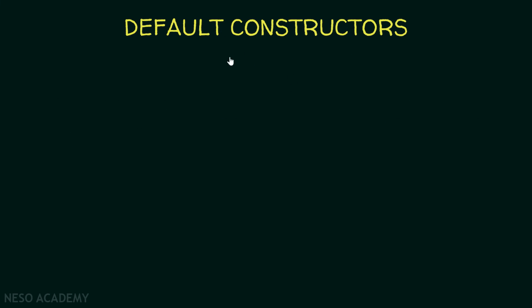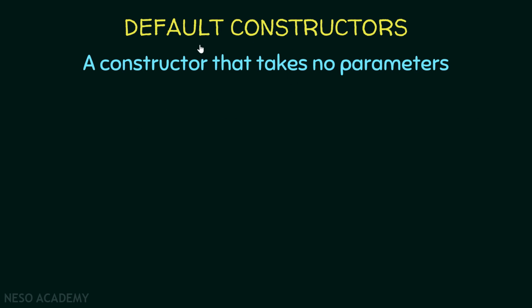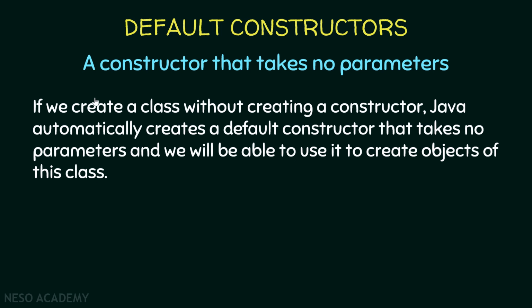Now let's talk about default constructors. A default constructor is a constructor that takes no parameters. Now let me tell you this. If we create a class without creating a constructor, Java automatically creates a default constructor that takes no parameters. And we will be able to use it to create objects of this class. So later on, we will create a class, and even if we don't create a constructor, we will be able to create objects from this class using a constructor that takes no parameters. And this is possible because Java automatically creates this constructor.